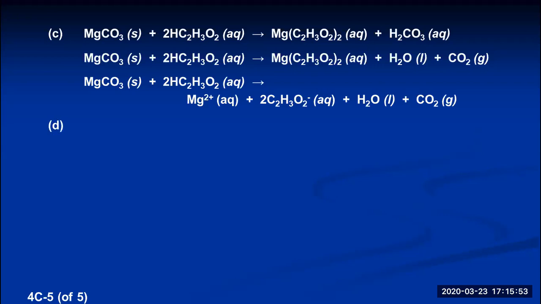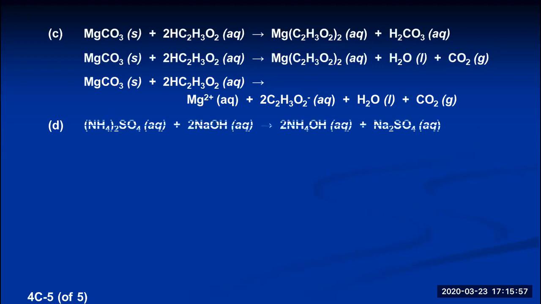D, solutions of ammonium sulfate and sodium hydroxide are mixed. If we write the reactants for this one, it's 2 compounds, we're going to switch the partners. The ammonium ion will go with the hydroxide ion to form NH4OH, and the sodium ion will go with the sulfate to form Na2SO4, and we would need a couple of 2's to balance the equation. But just because we can write a reaction doesn't mean that's what's going to happen.